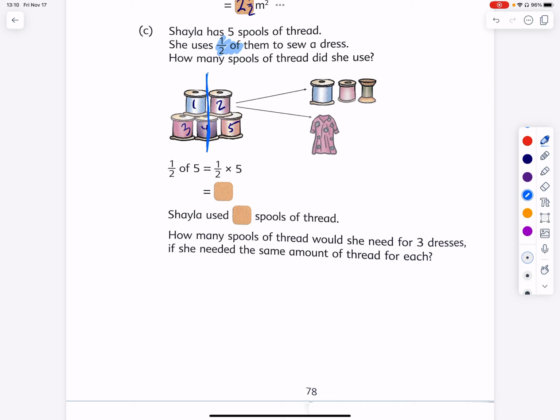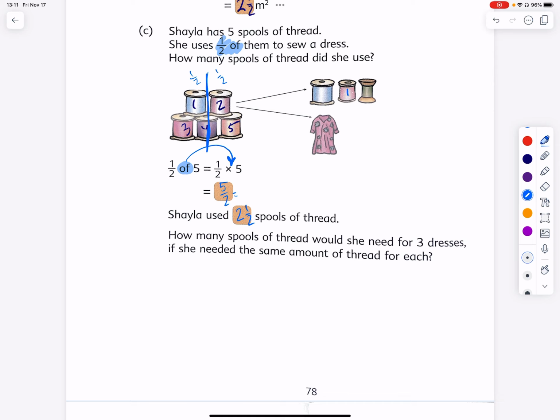So maybe this would be a half and this would be a half, but mathematically, a half of 5 translates into multiplying by a fraction, right? It's the same as multiplication by a fraction. To find a half of something means to multiply by 1/2 or to divide by 2. And again, we're faced with the same mathematical statement, 1/2 times 5, which is 5/2. And of course, it's 2.5 spools of thread that Shayla will use, which is right here.